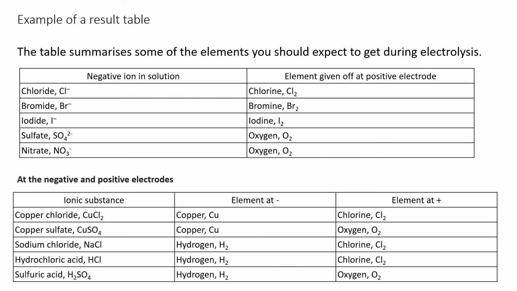So, here's a good example of a nice table that would tell you what is made at the negative and what is made at the positive. And as you'll see, at the negative, we've got copper being made and hydrogen, whereas at the positive, you've got chlorine and oxygen being made. You can simply work that out using your periodic table, and your teacher will show you how to do this when you get back to school.